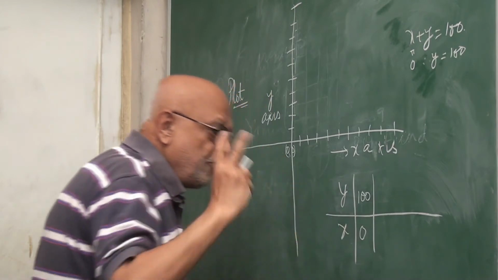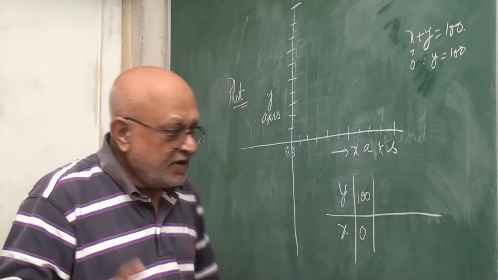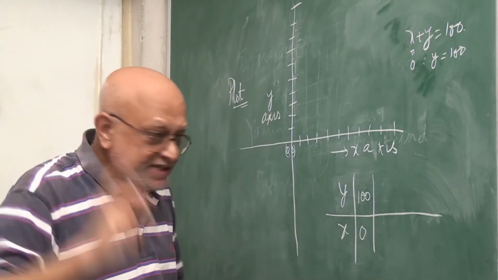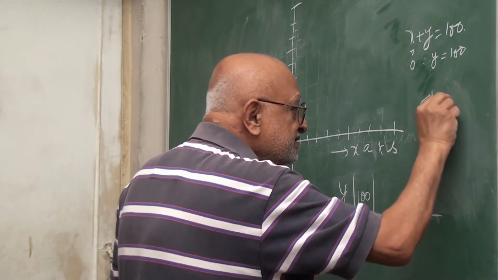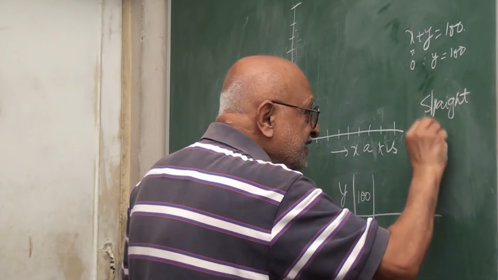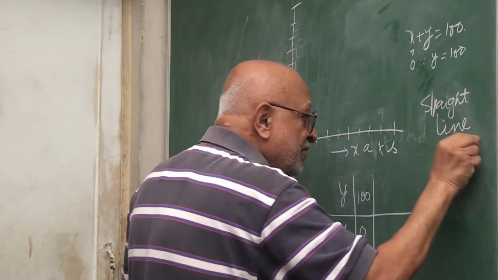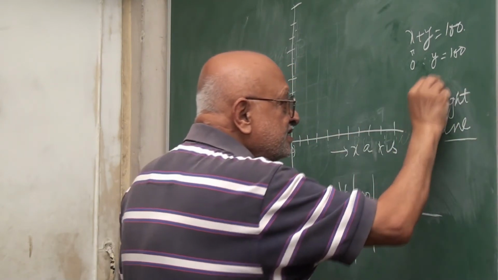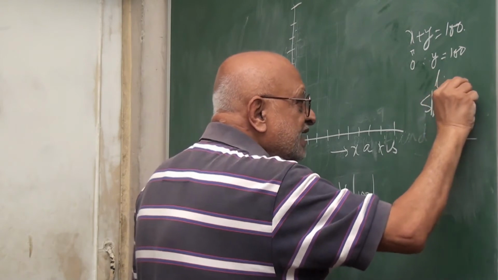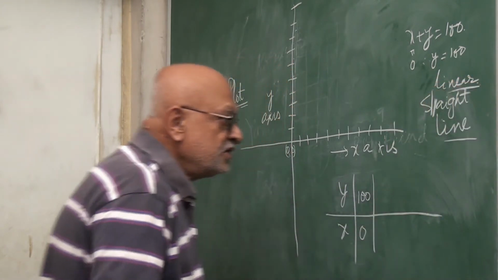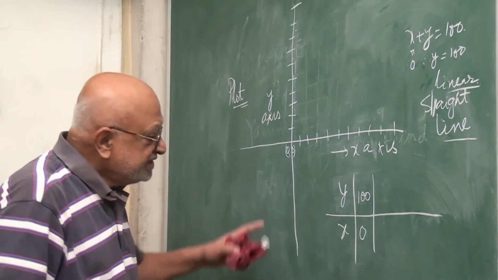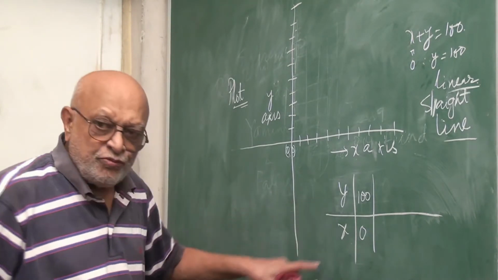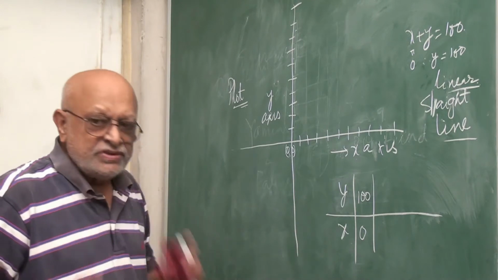I need 2 points in order to draw a line. Remember, this is a straight line. Sorry, I must say this is very important. This is a straight line. So linear, that's why its name comes as linear. So this is a straight line or a linear line. For this straight line, I need only 2 points. I don't need anything more than that.